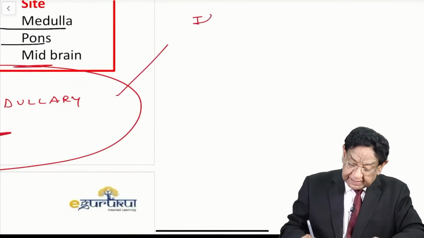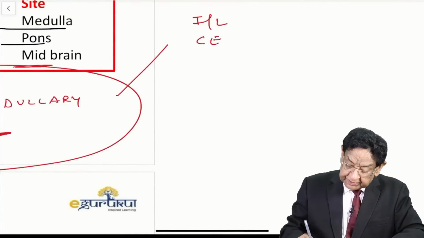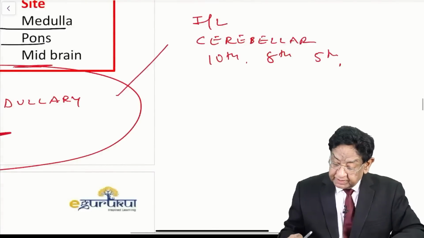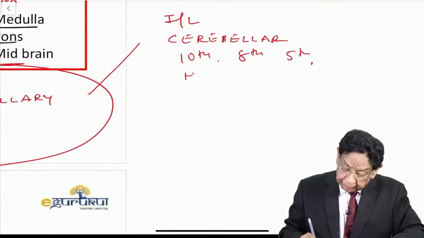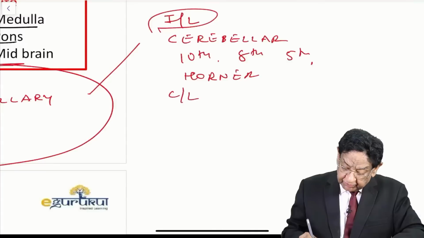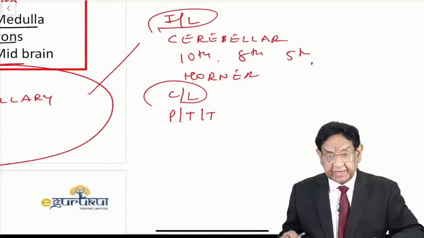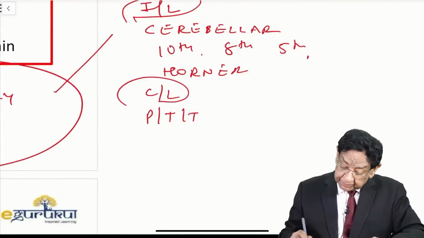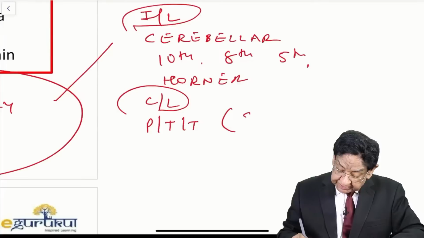You get ipsilateral cerebellar features. Ipsilateral 10th nerve palsy, 8th nerve palsy, 5th nerve palsy, then Horner syndrome. But contralateral loss of pain, touch, and temperature. You can write down the full form: pain, touch, and temperature is contralateral. This is due to involvement of the spinothalamic tract.